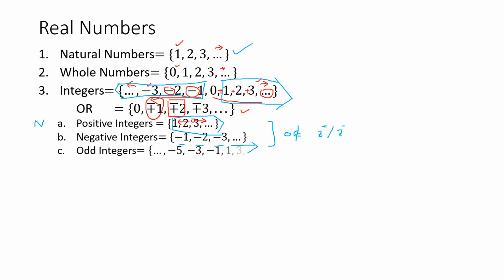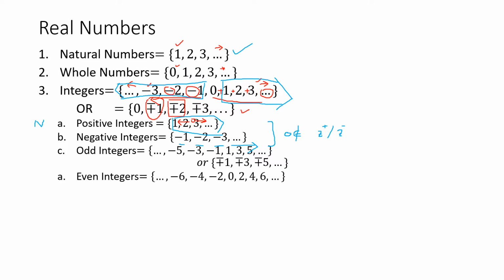Okay, the third one is odd integers. Those integers which are not divisible by 2, exact divisibility. We can also write them in short: +1, -1, +3, -3. Even integers, and the important thing is this 0. So 0 falls in even integers, keep in mind. 0, plus minus 2, plus minus 4, those integers which are divisible by 2.